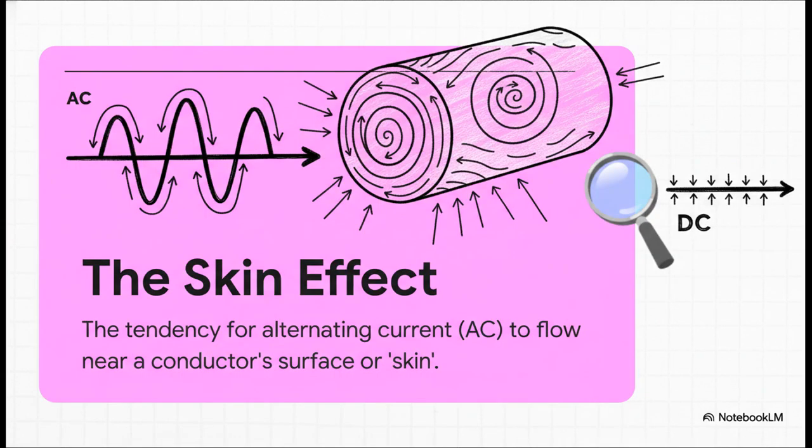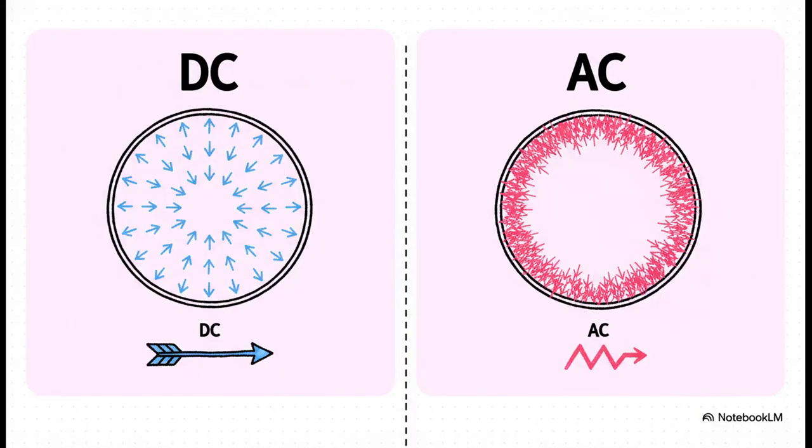So here's the official definition, but let's break it down. The two most important words here are alternating current, AC. See, this whole thing doesn't really happen with the steady, one-way flow of direct current, or DC. But with AC, the current is constantly flipping direction, and all that back-and-forth action creates these swirling magnetic fields inside the wire itself. And those fields literally push the current outwards, towards the surface, or the skin. And the difference is, well, it's pretty dramatic.